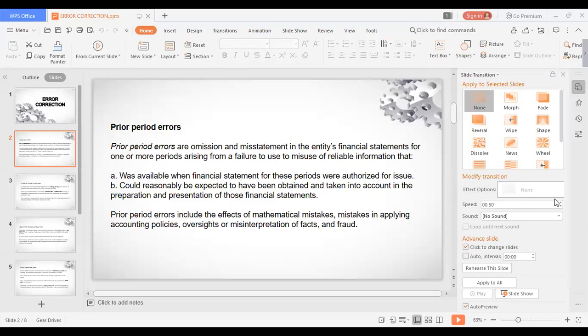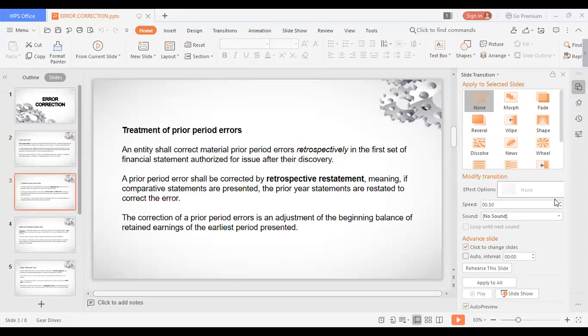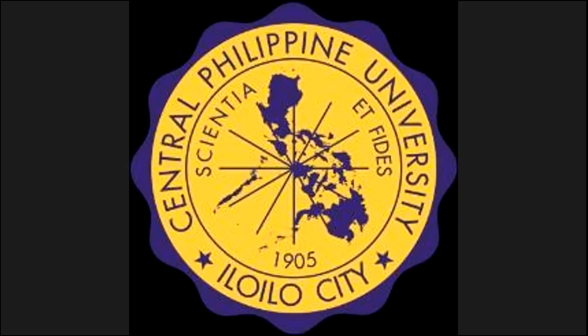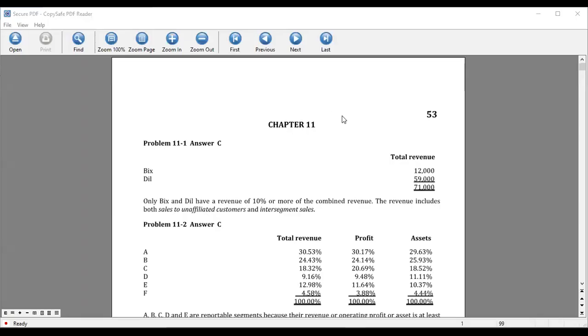Okay? So we have now your prior period errors. Next, we go to the problems of chapter 16. With regards to these problems, we have up to problem 16-20 for the theory part.